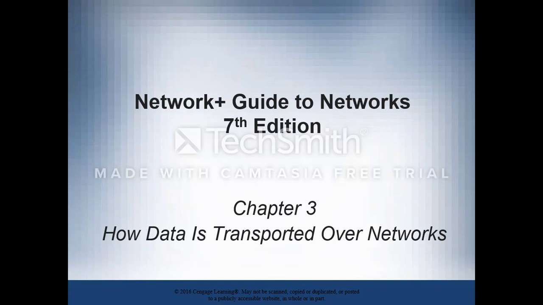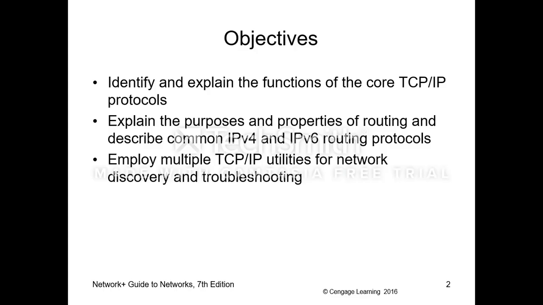This chapter focuses on how the application data and instructions get from one host to another at the transport and network layers. We're going to learn how the protocols work at each of the two layers and how the routers work at the network layer. And then finally, we're going to learn about troubleshooting some of our routing issues.